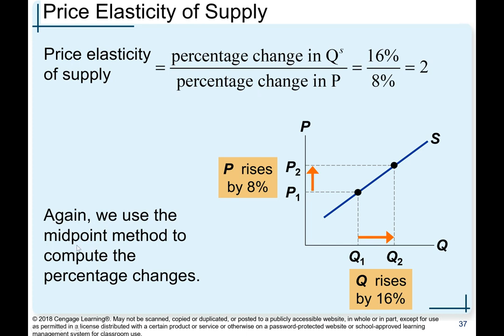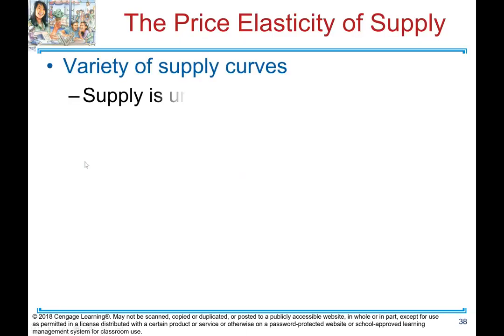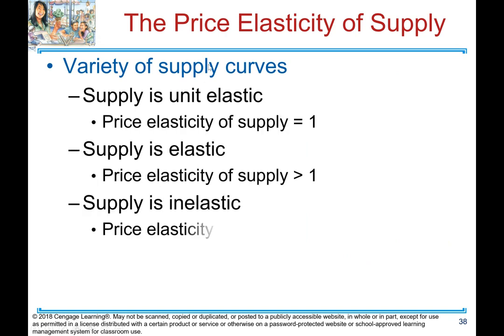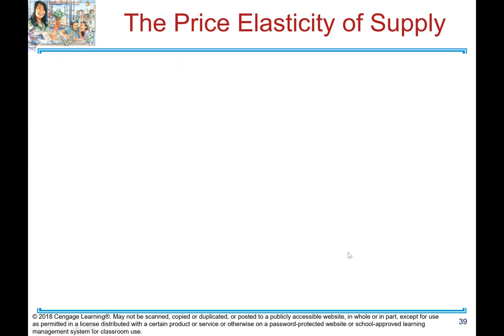We use the midpoint formula to compute percentage change. As we have seen in the past, the midpoint formula is a more reliable formula. Variety of supply curves. Supply is unit elastic when price elasticity of supply is equal to 1. Supply is elastic when price elasticity of supply is greater than 1. Supply is inelastic when price elasticity of supply is less than 1.